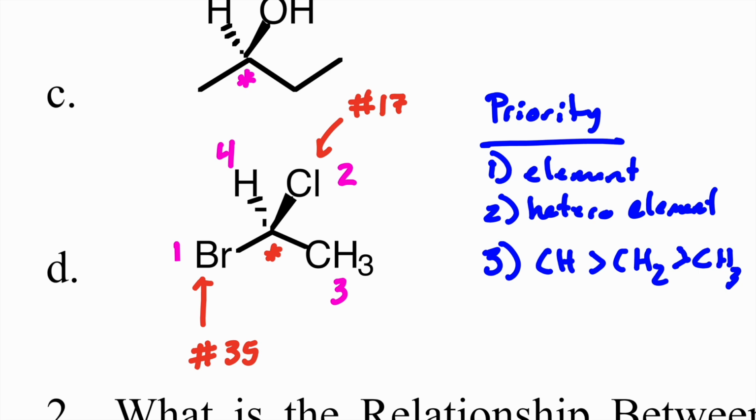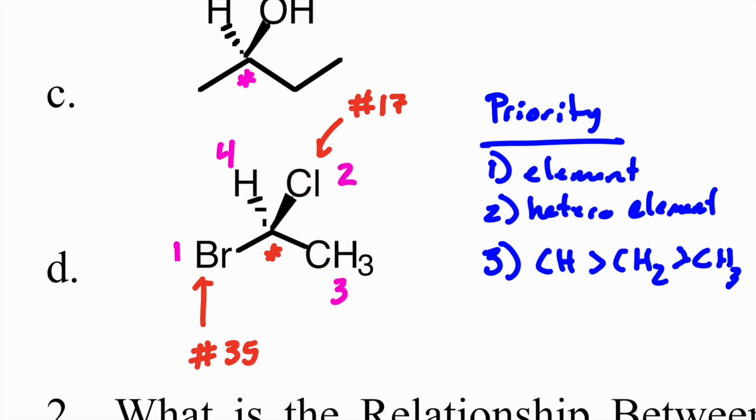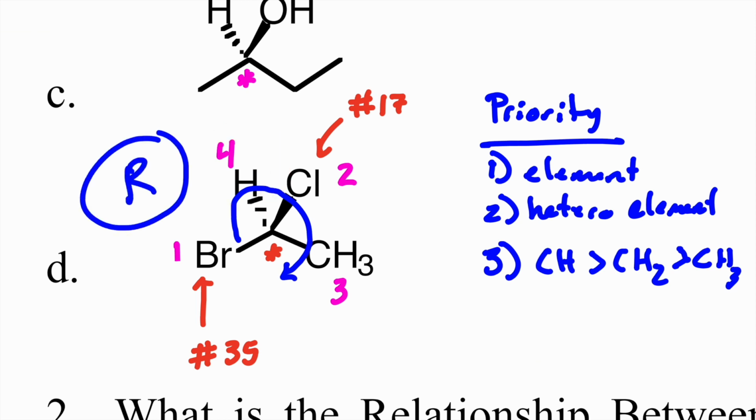So now what you're going to do is ignore the 4, and you're going to number. If this was a 2 and this was a 3, I would draw an arrow this way, because what I'm trying to do is go through my 1, 2s, and 3s. But in this case, I start at 1, and I'm going to wheel around through 2 and 3. Okay? So because that is going to the right, and this is in the back, that is a definition of a configuration of an R chiral carbon. Okay? That's an R chiral carbon.